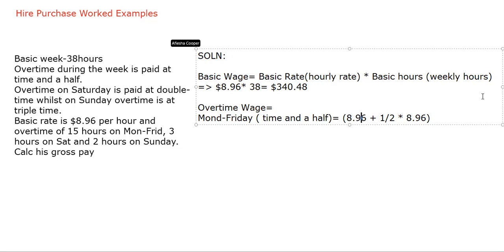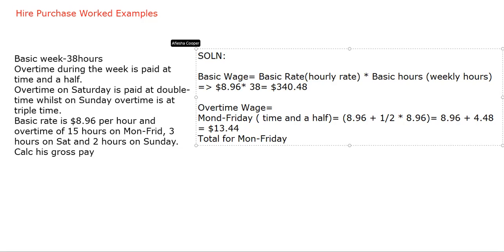I recommend you doing this in steps. So let's do that. 8.96 plus, what is a half of 8.96? 4.48. And then when we total that, it would be 13.44. So this is his overtime hourly rate for Mondays to Fridays. But this is just for 1 hour. So now we need to find out his total for Monday to Friday.